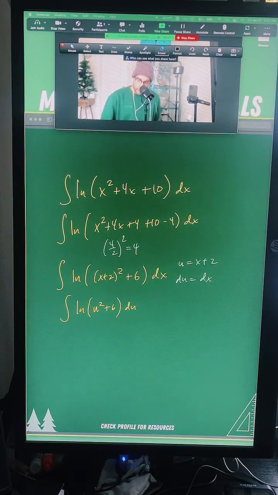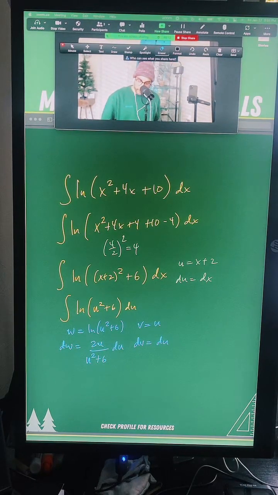We already used u, so I'm going to make w equal to natural log of u squared plus 6. And then dw is equal to 2u over u squared plus 6 du. And then our dv is going to equal just du, and v is equal to u. I think this might work. I think this might work, guys.